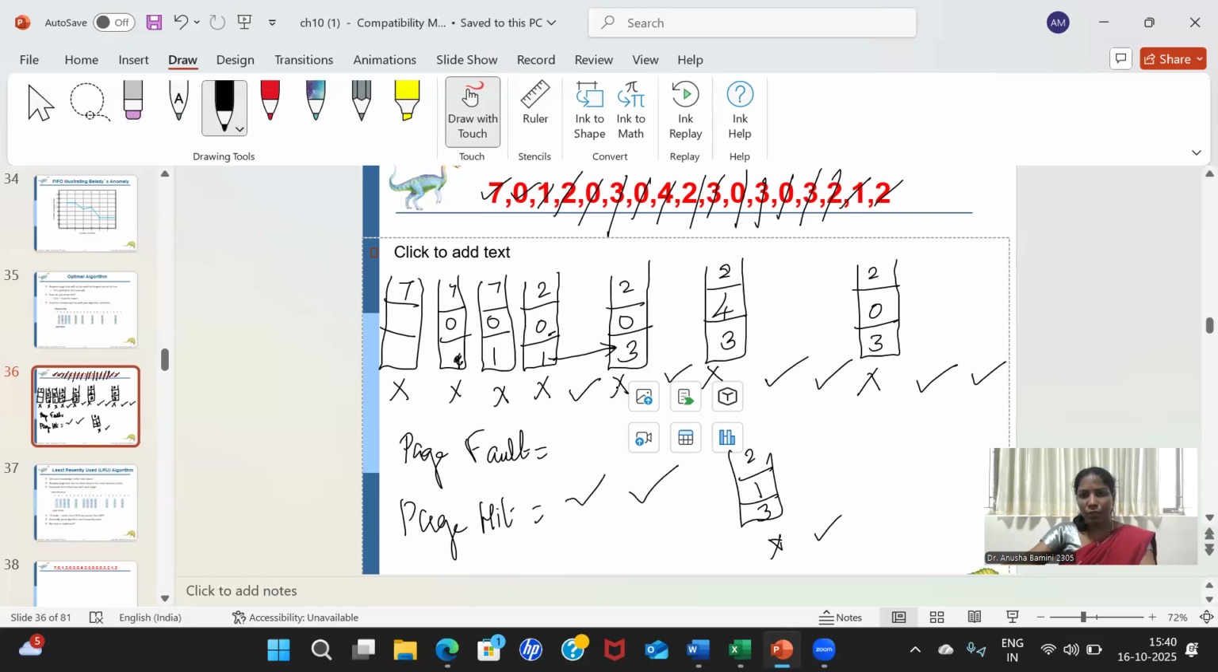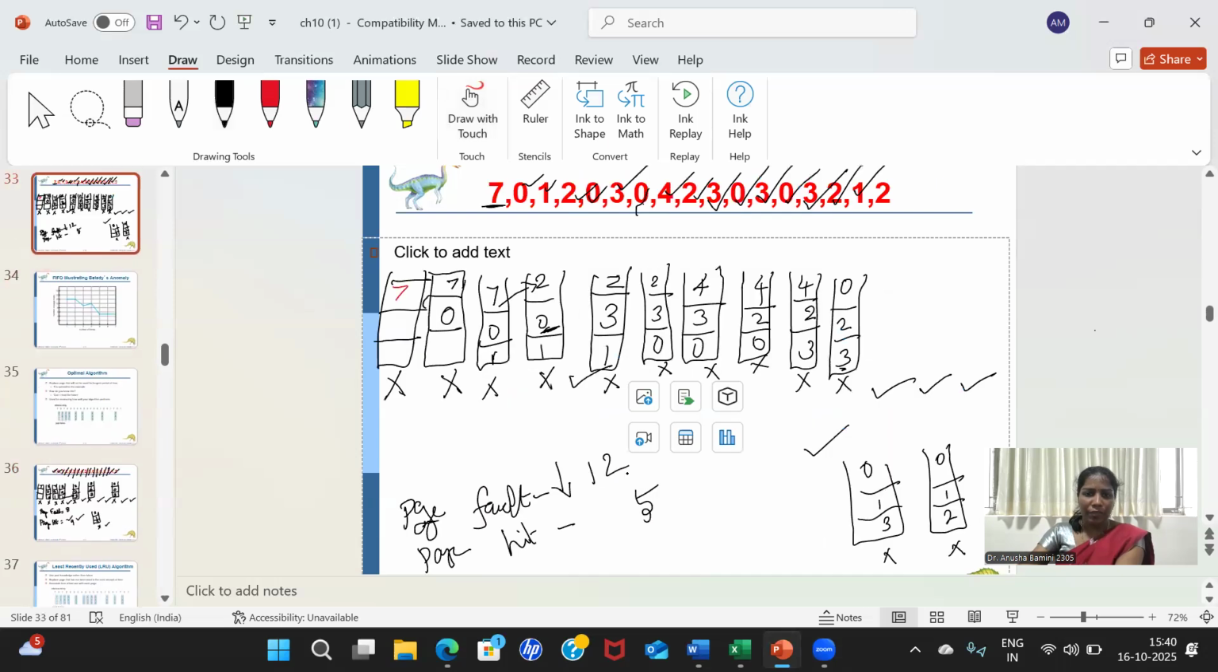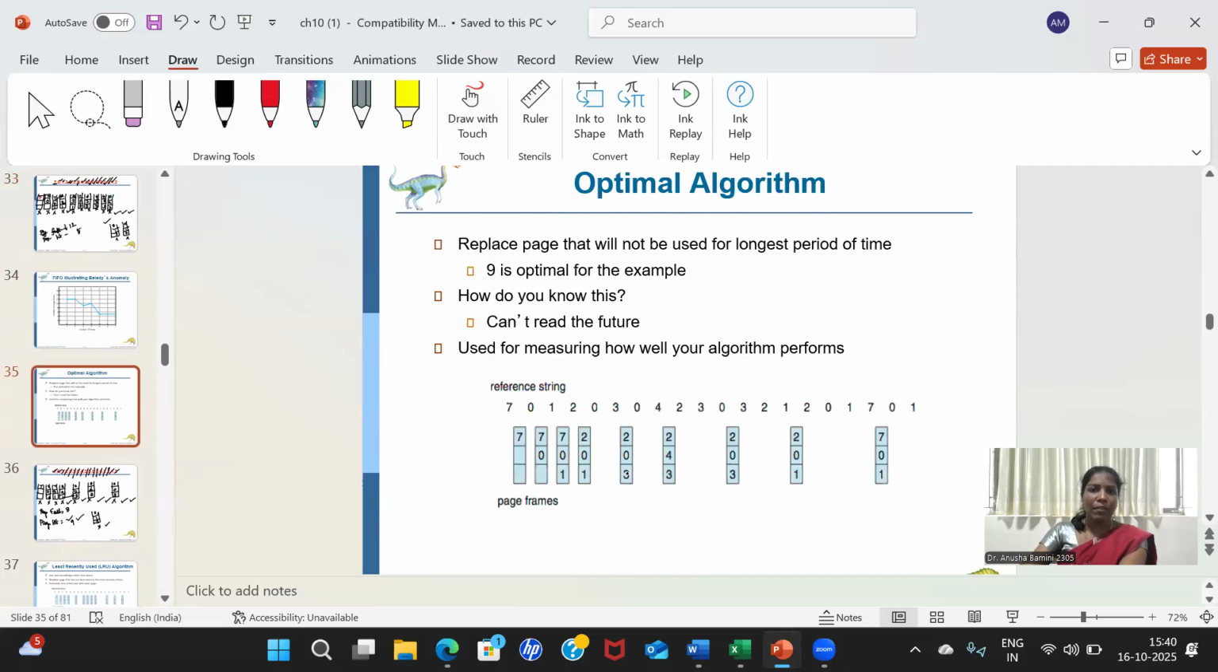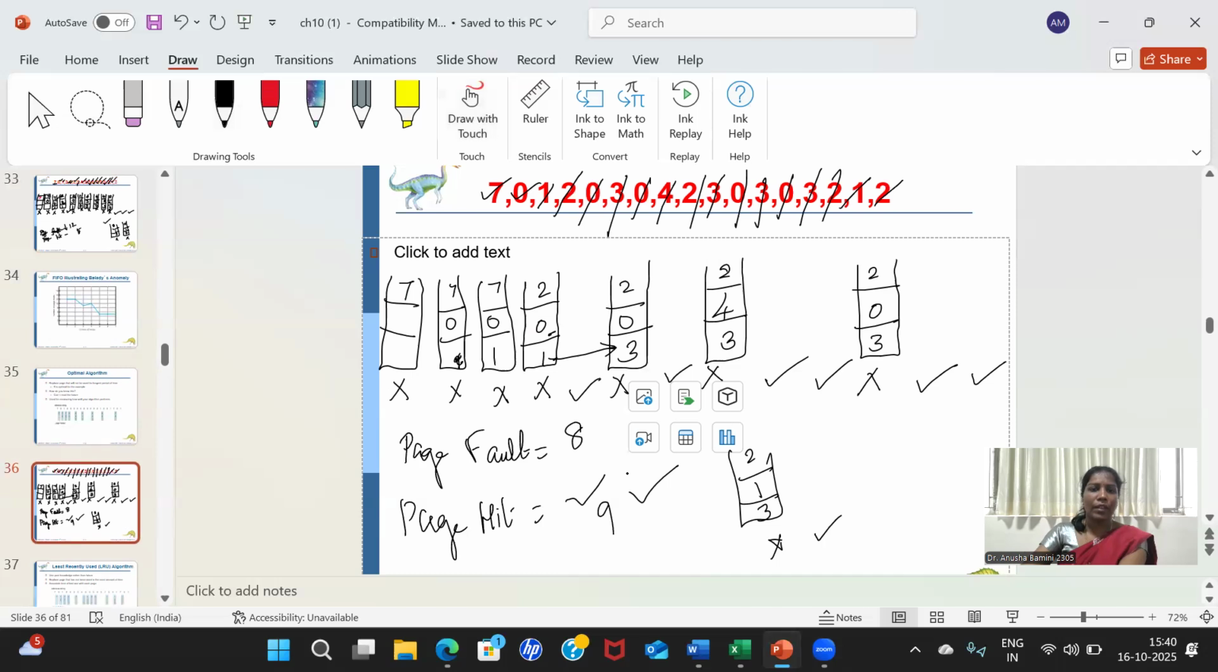Page faults are 1, 2, 3, 4, 5, 6, 7, 8. And page hits are 1, 2, 3, 4, 5, 6, 7, 8, 9. So compared to our previous algorithm, in FIFO, we got 12 and 5. The number of page faults is higher. For the same problem, when we apply the optimal algorithm, we got reduced page faults, 8. So comparatively, optimal is a good one.